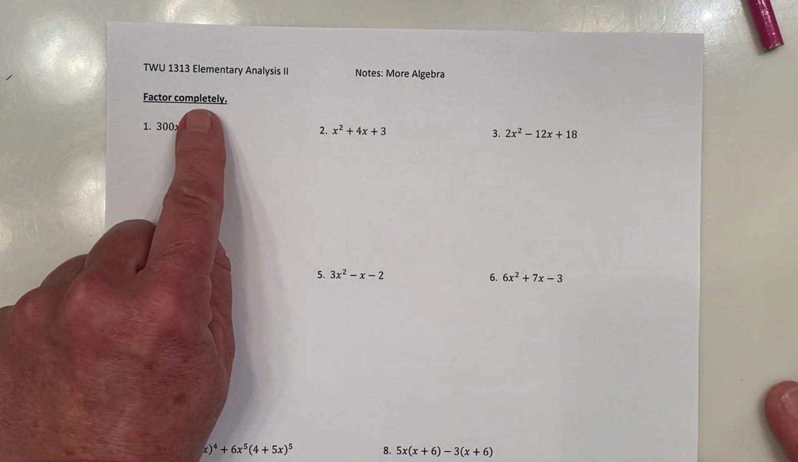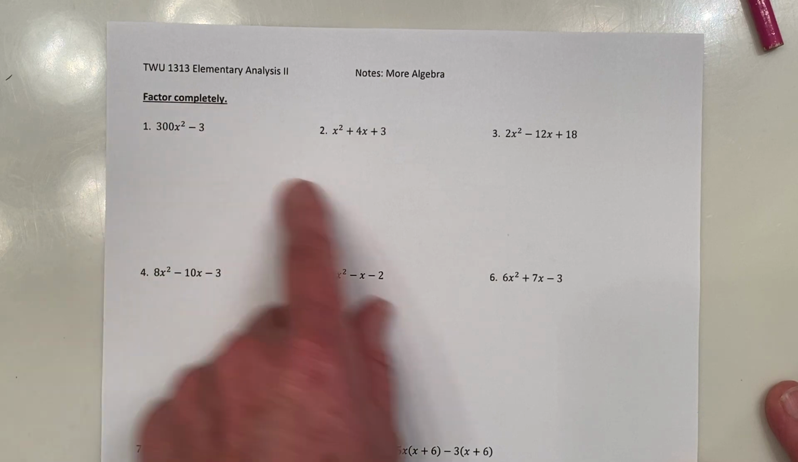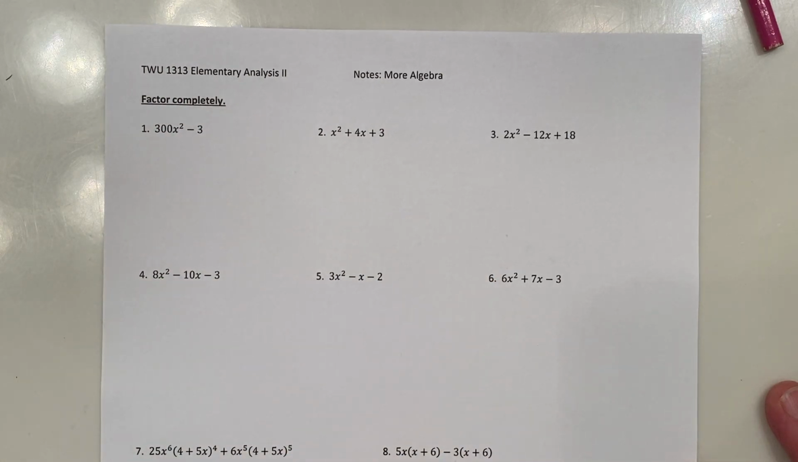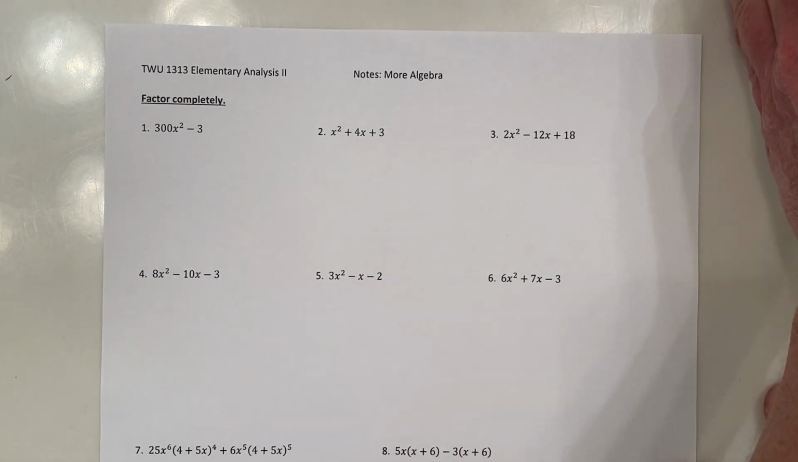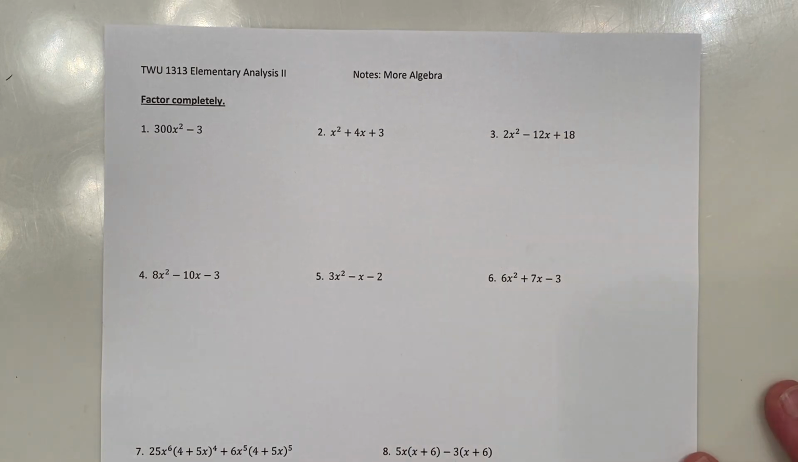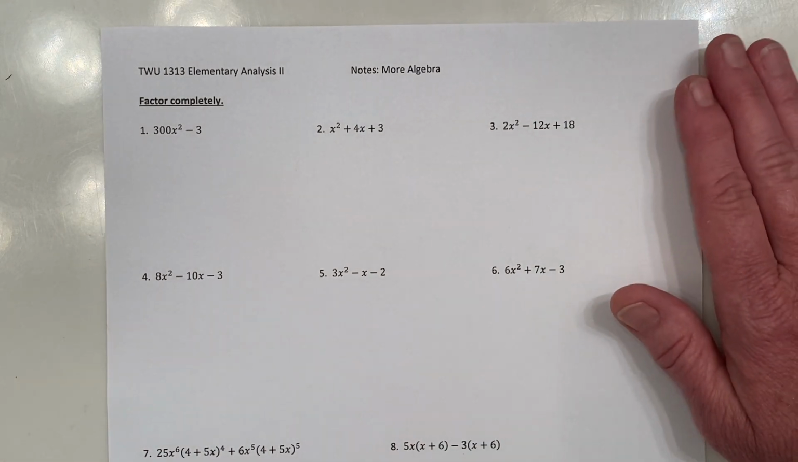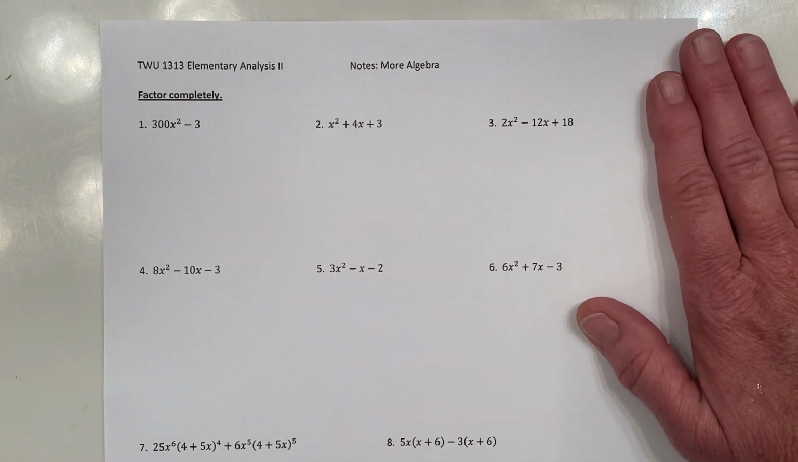If we're asked to factor completely, the very first thing we do when we factor is we look for what we call a greatest common factor, or a GCF. We'll pull that out first, and then depending upon what's left in the problem, we'll determine how we're going to continue factoring. So let's always try and remember to look for a greatest common factor.